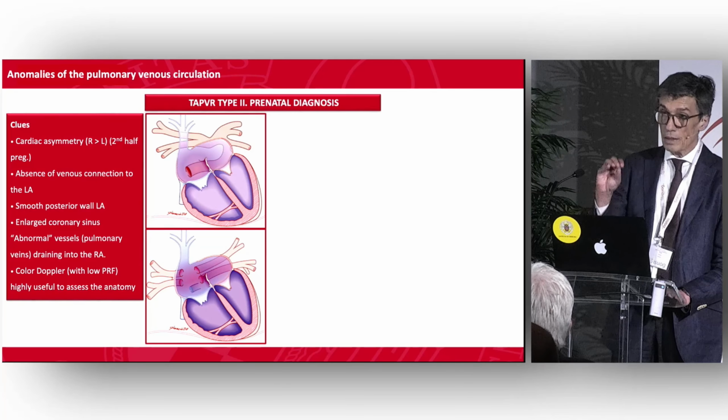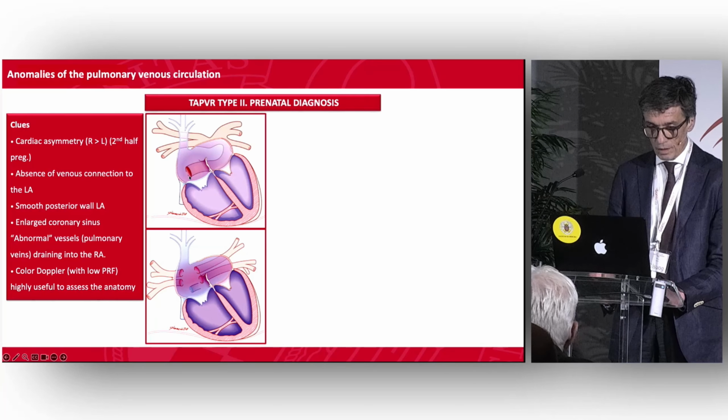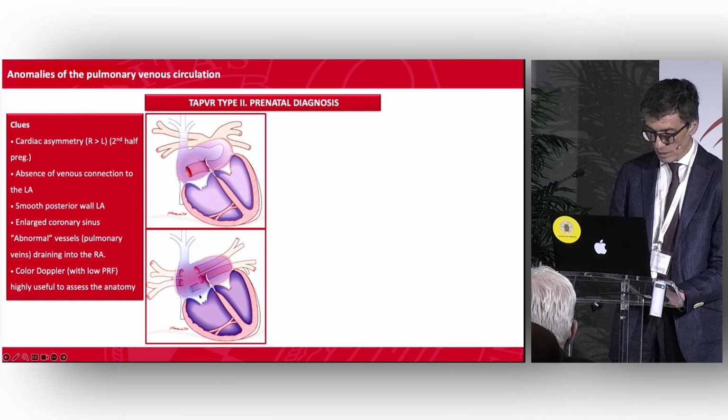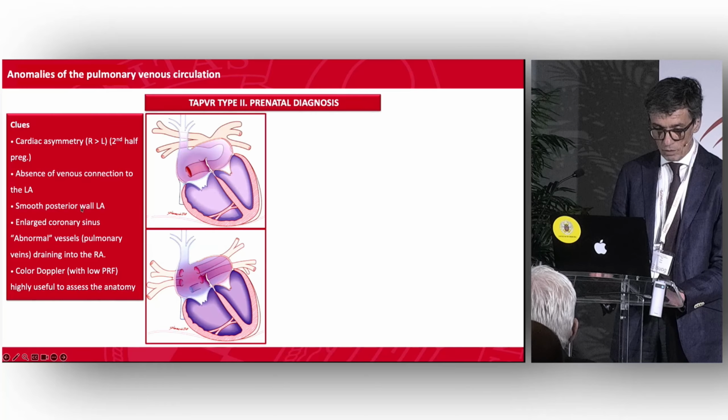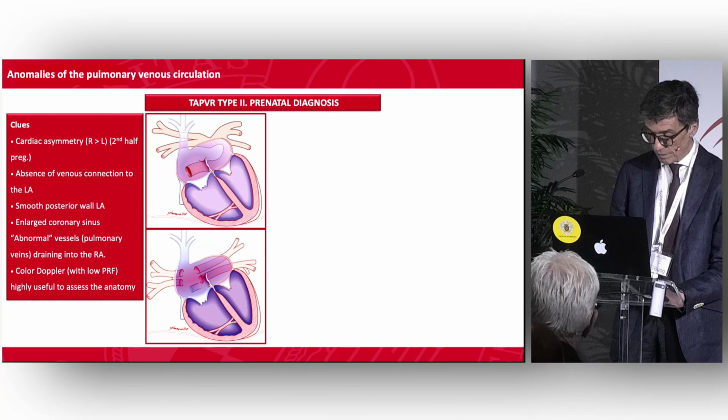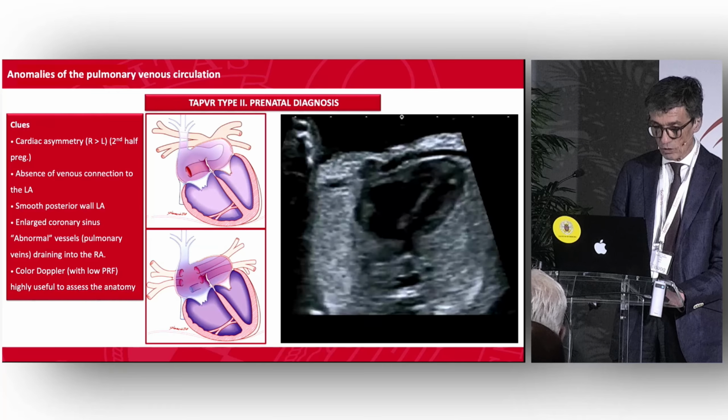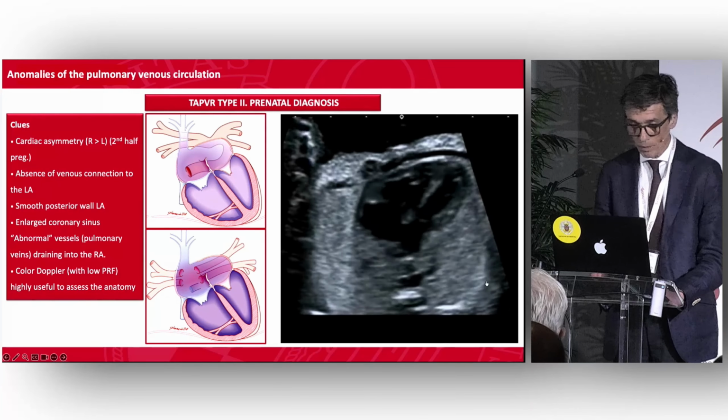In type 2, there is a cardiac connection, either in the coronary sinus or directly in the right atrium. Once again, there is absence of venous connection to the left atrium. There is a smooth appearance of the left atrium wall. There is an enlarged coronary sinus. There are abnormal vessels draining into the right atrium, and we may show you some examples.